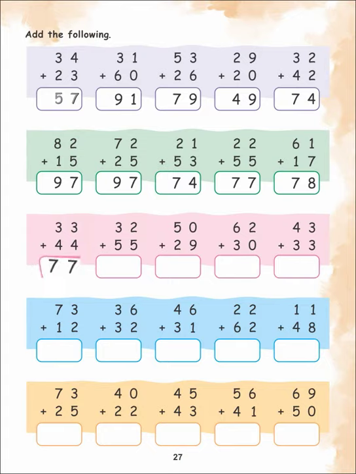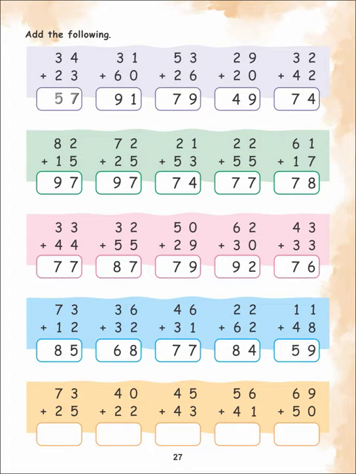33 plus 44, 77. 32 plus 55, 87. 50 plus 29, 79. 62 plus 30, 92. 43 plus 33, 76. 73 plus 12, 85. 36 plus 32, 68. 46 plus 31, 77. 22 plus 62, 84. 11 plus 48, 59.